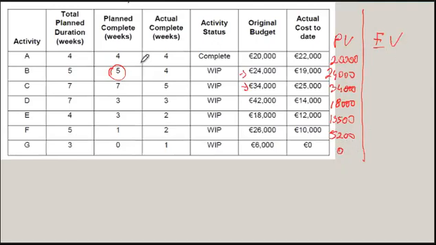Now, earned value is related to actual completed work in relation to the original budget. So for activity A, earned value is the same as the original budget because we have completed all of the planned work. So that will be 20,000 here. Activity B, we only completed 4 out of 5 weeks. So 80% of 24,000. 0.8 times 24,000 is 19,200.